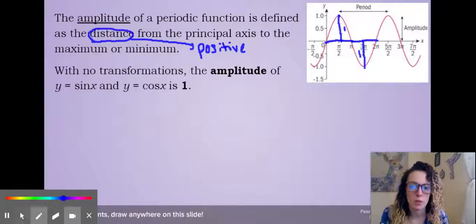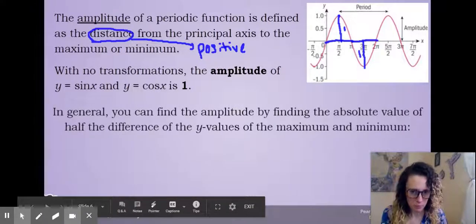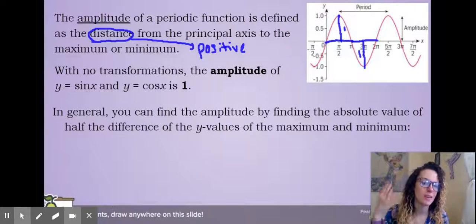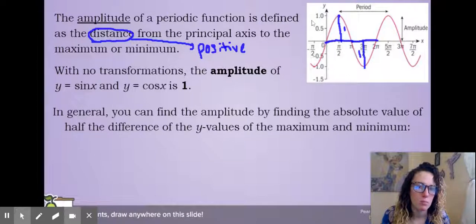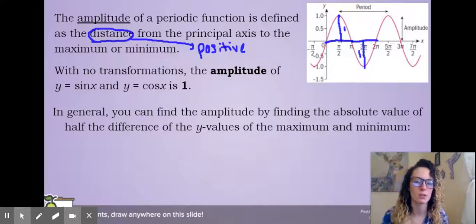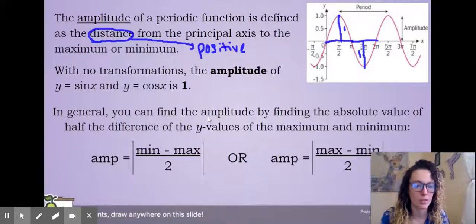In general, once we have transformations going on, you can find the amplitude by finding the absolute value of the difference of the y values of the maximum and minimum, and then cutting it in half. So you're looking at the distance from the maximum y value to the minimum y value, but then cutting it in half, since you're basically finding the midpoint between the maxes and mins. You have to do the absolute value though, only because, like we said, the amplitude has to be positive since you're looking at a distance.